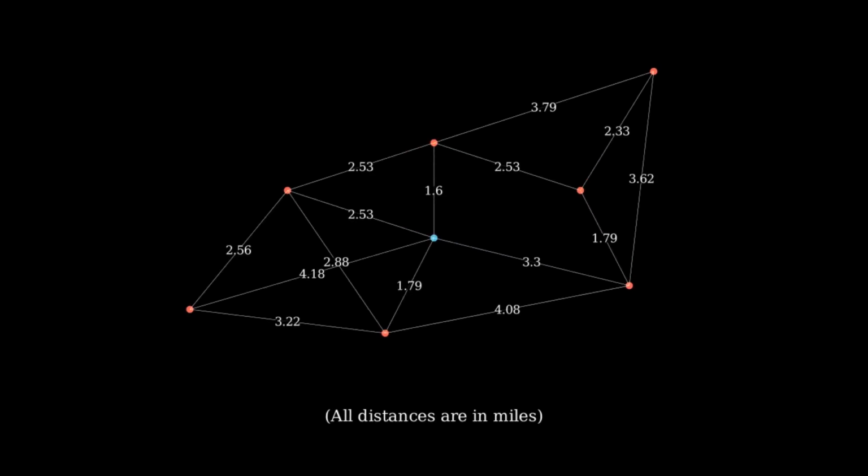Here's a question for you. Is it possible to start at the blue point, visit every red point exactly once, and get back to the blue point in less than 20 miles? This problem, known as the traveling salesman problem or TSP, is surprisingly difficult. In fact, we don't know of any efficient methods to solve it.